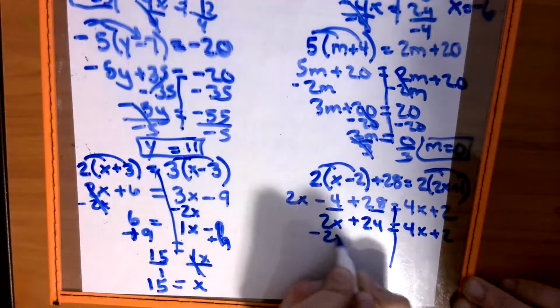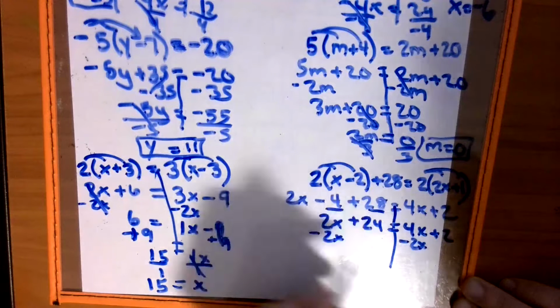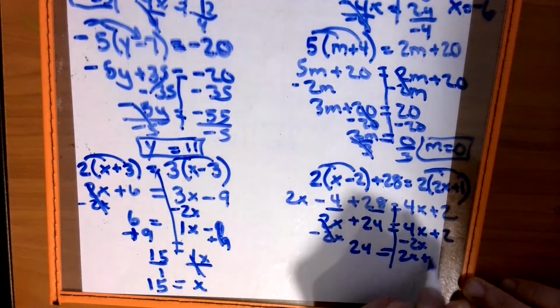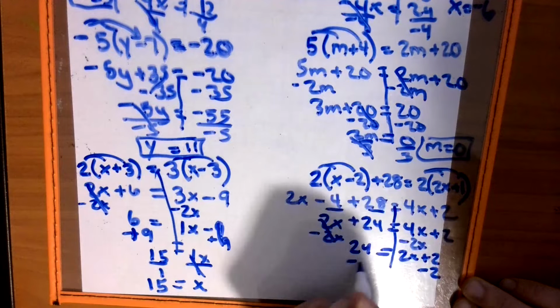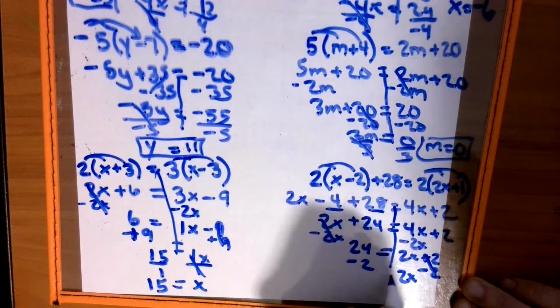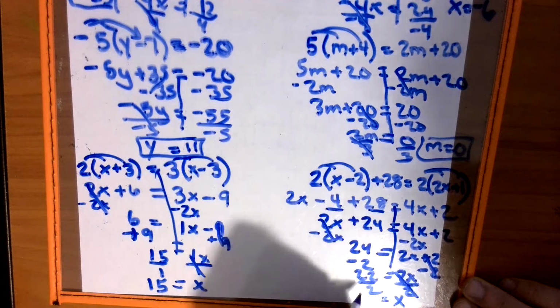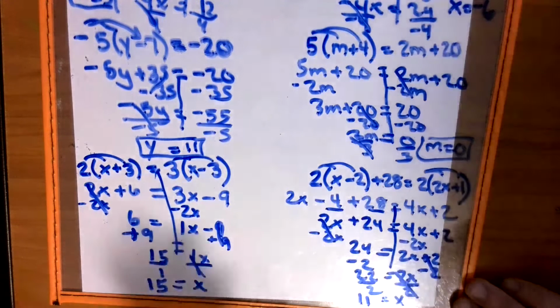And now we're going to bring this 2x over and subtract it. Bring that 2 over and subtract it. x equals 11 after you divide by 2.